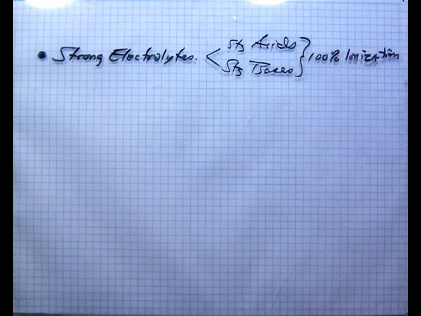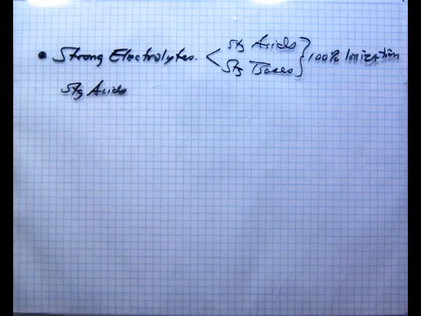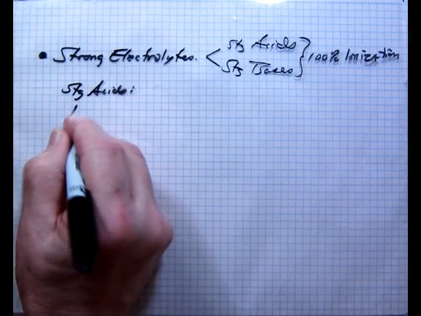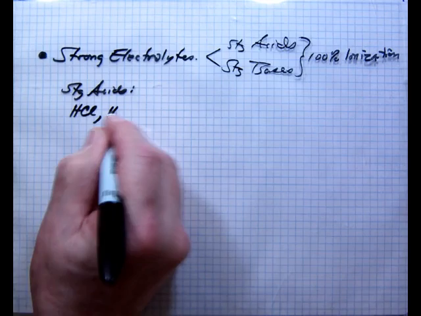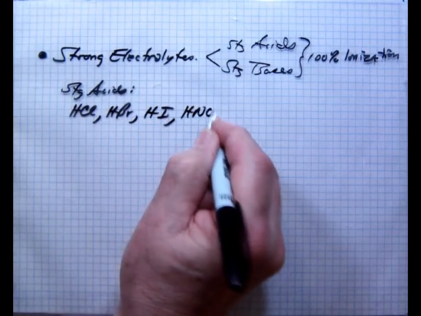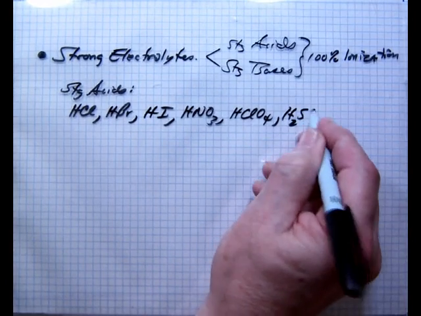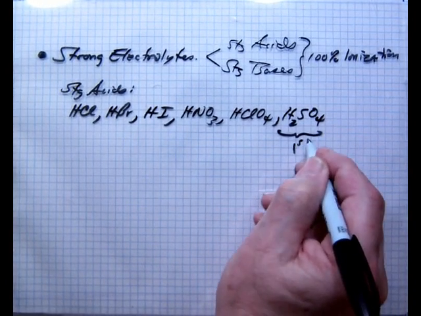So if these ionize 100%, they do not enter into equilibrium. They do not have an equilibrium constant, or you might say the equilibrium constant is infinite. The strong acids, Arrhenius acids, if you will, include HCl aqueous, HBr aqueous, and so forth, HI, HNO3, HClO4, and H2SO4, first ionization step.